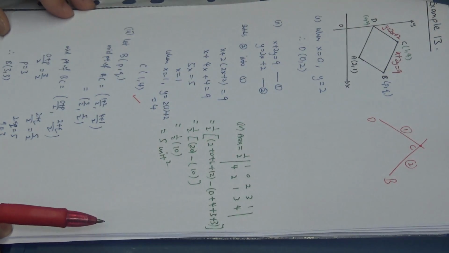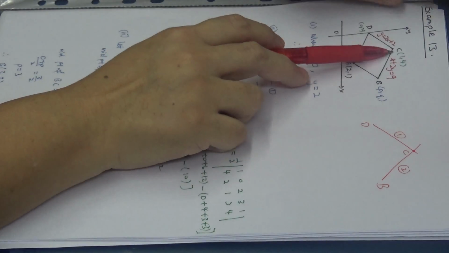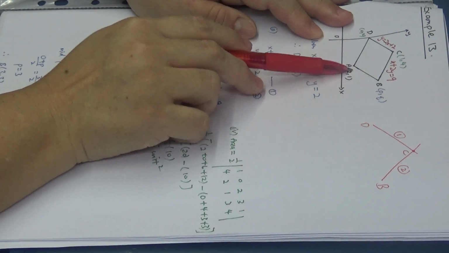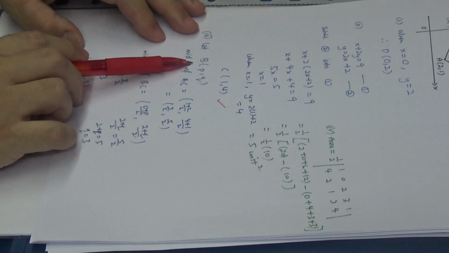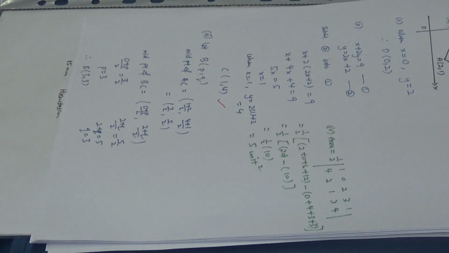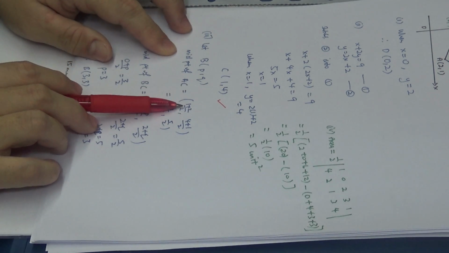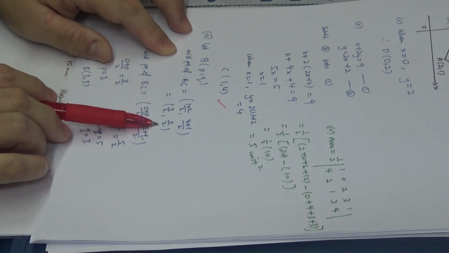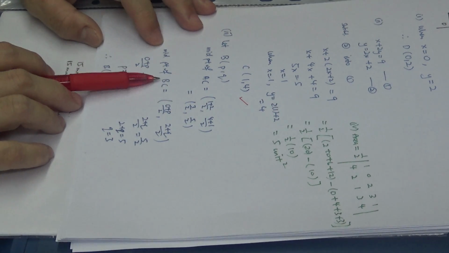Now, part 3, what did they say? Find the coordinates of B. Now, realize that this is a rhombus, which is also a parallelogram. The midpoint of DB is the same as the midpoint of AC. They want to find the coordinates of B. I let B be P, Q first. Then I find the midpoint of AC. I take the x coordinates, add together, divide by 2. The y coordinates add together, divide by 2. This is the midpoint.